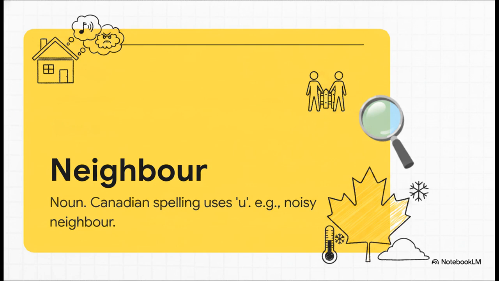Moving right along to our next vital word, neighbor. Now, a quick technical note here. Make absolutely sure you use the Canadian spelling with a U. That's N-E-I-G-H-B-O-U-R. It's a 5-star word that pairs perfectly with a noisy neighbor or your next-door neighbor. But in Canada, conflicts aren't just about noise, right? Oh no, they are very often about the weather.